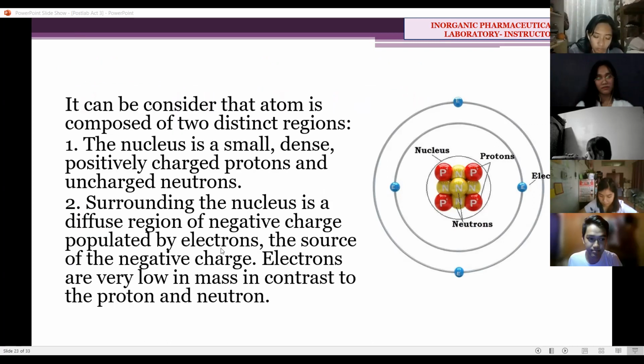Now, for the atom, we have two distinct regions. The first one is the nucleus, a small, dense region, most likely at the center. We just say it's at the center. But what are the subatomic particles found in the nucleus? We have the protons and the neutrons. Again, both of them are found in the nucleus. And then surrounding the nucleus is the region that is negatively charged because that is where we find our electrons. These are the electron shells surrounding the nucleus.